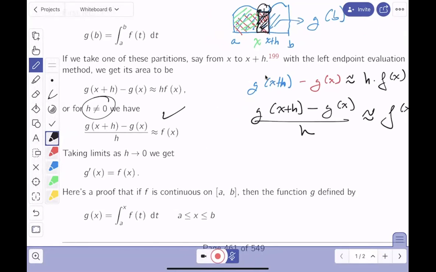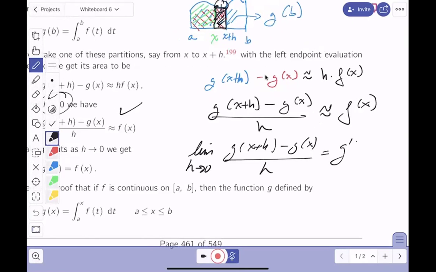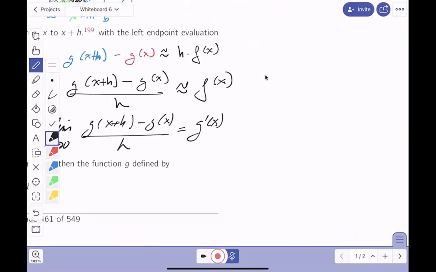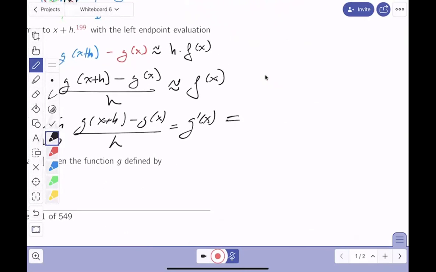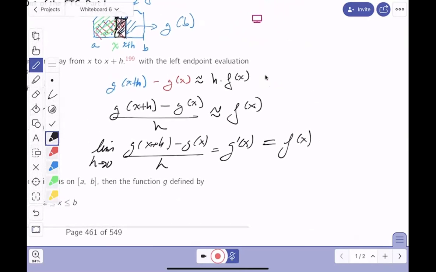All right, now what are we going to do? We're going to take a look at the limit as h goes to 0 of this. And what does that give you? g prime. So what's g prime of x? Well, in the limit, it looks like f of x. Was I expecting that? I sure was. I was expecting that. And why is that?